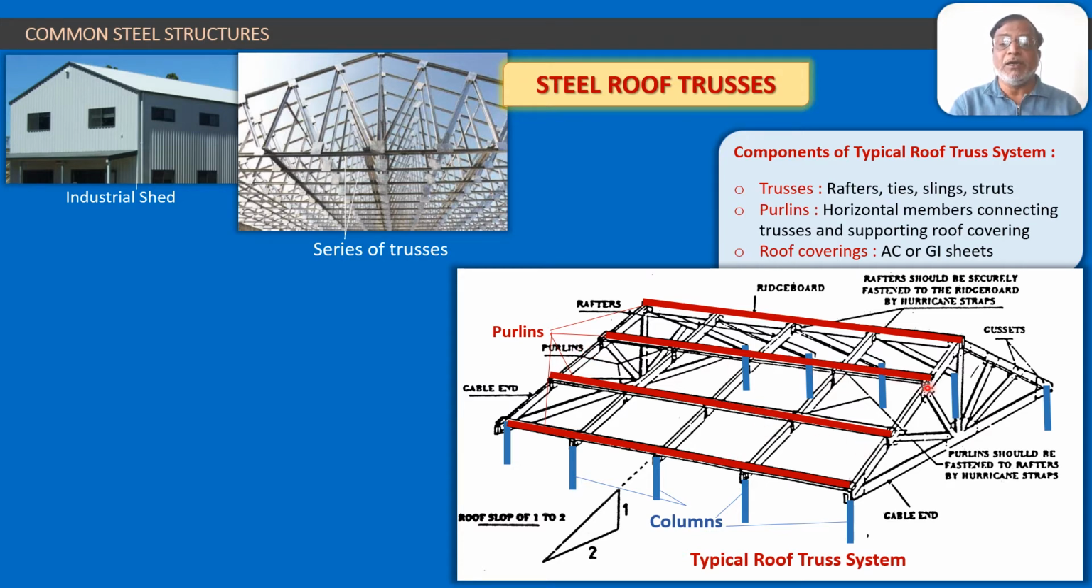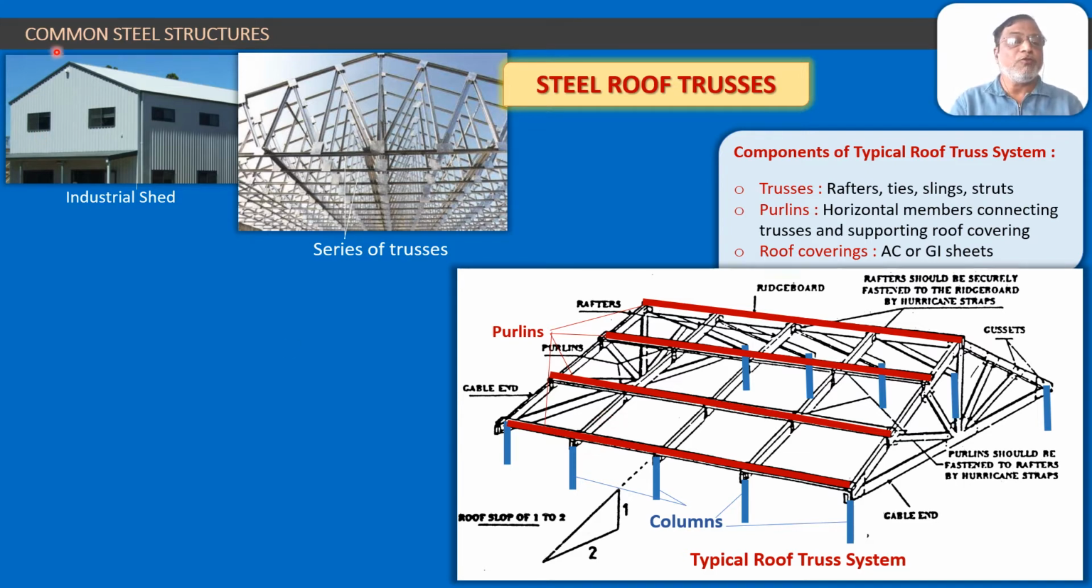These red members are horizontal beam-like members which are called purlins. A purlin is a horizontal member connecting the trusses and supporting the roof covering. On one side they are supporting the roof trusses, maintaining their position, as well as from above they will be supporting the roof material such as the AC or GI sheets, which will be connected to the purlins through J bolts.